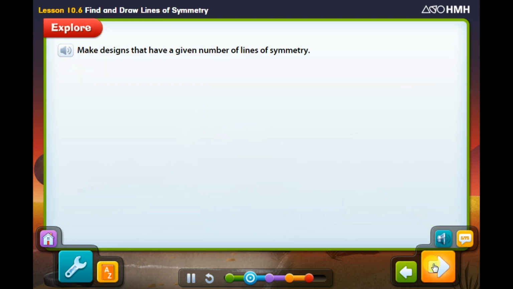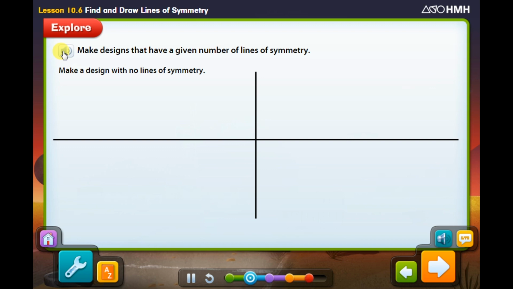Some shapes have no lines of symmetry, and others have one or more lines of symmetry. Make designs that have a given number of lines of symmetry. Let's make a design with no lines of symmetry. The design consists of a parallelogram, triangle, and a hexagon. Does it have a line of symmetry? No line of symmetry means nothing matching at all.